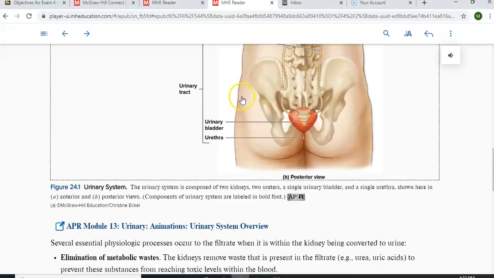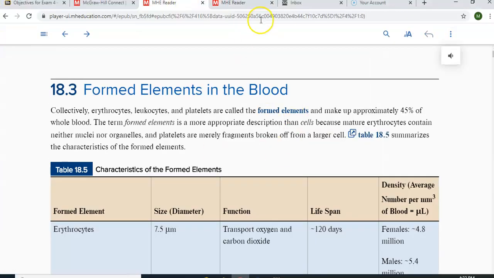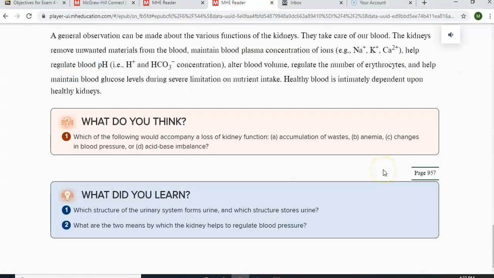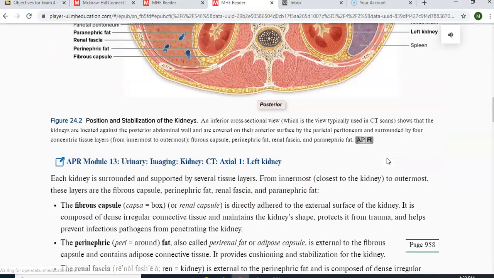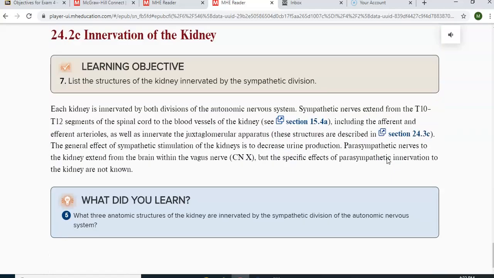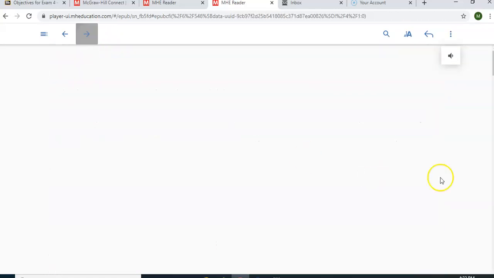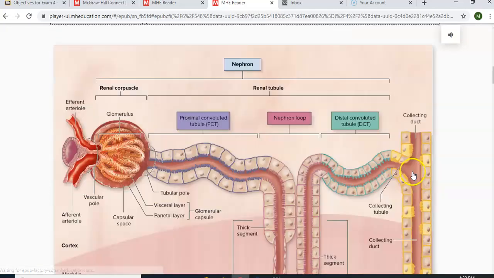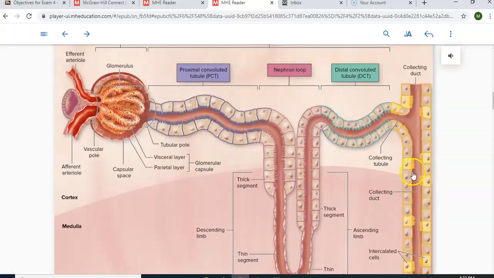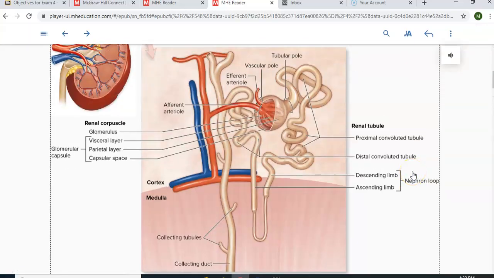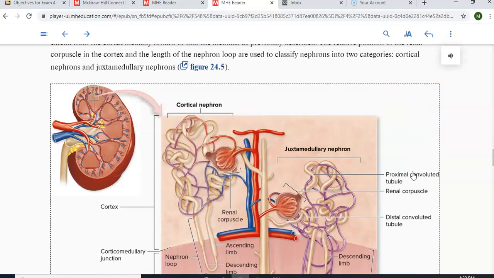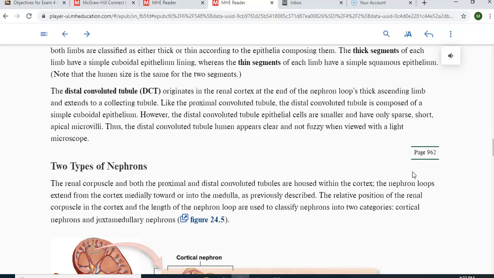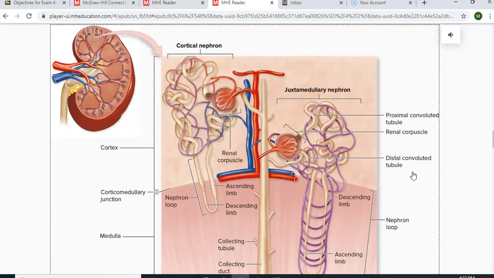There is a picture of that. Let's see if I can find it. There's our kidneys, and I apologize, there are so many on here. That was just showing one nephron. Let's see. There we go. So this is the picture. It's probably on page 962, at least online.